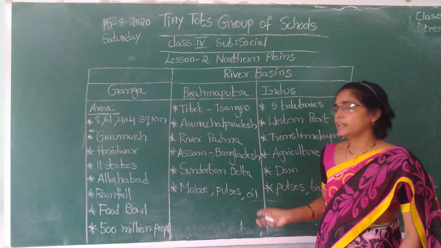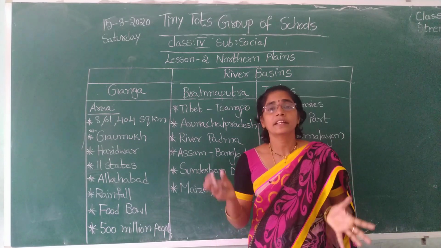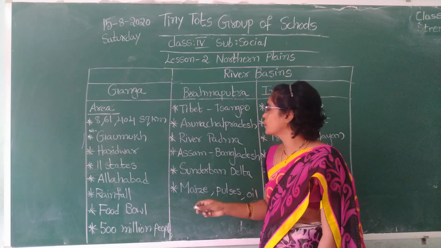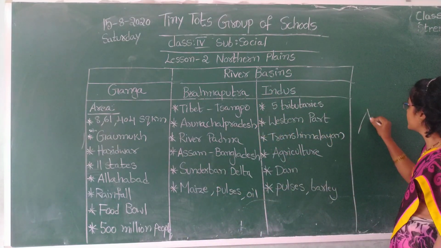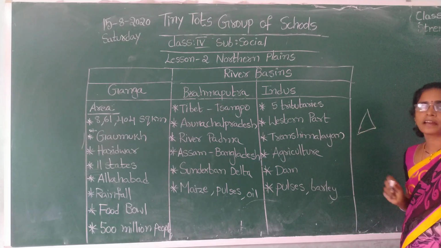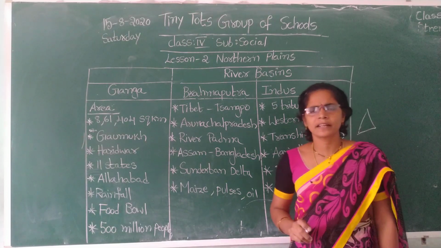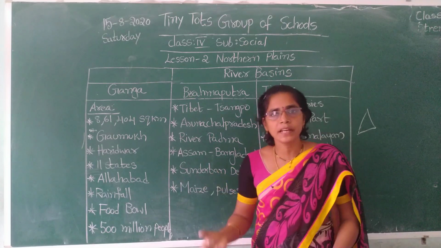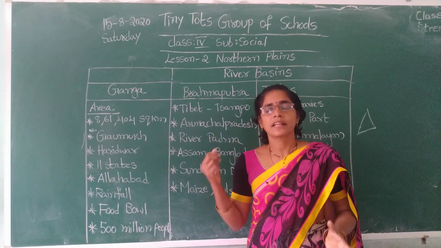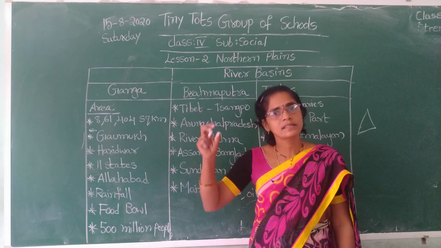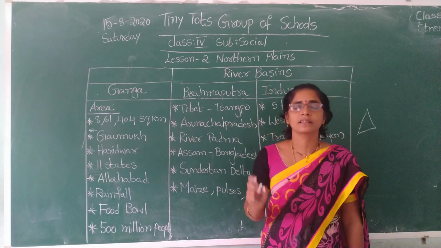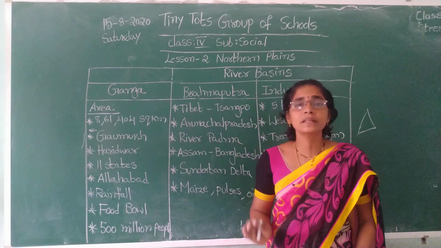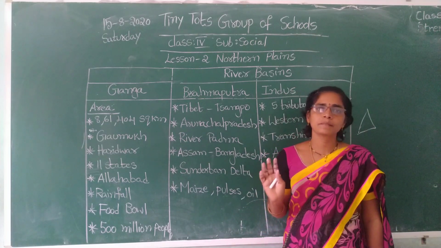It is making a delta. See, look at the shape of the delta. It is in triangular shape. What is meant by delta? A fertile land which is made by a river bringing silt from mountains. That is called a delta. Delta means a fertile land.